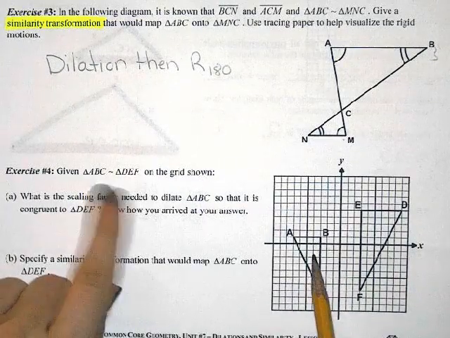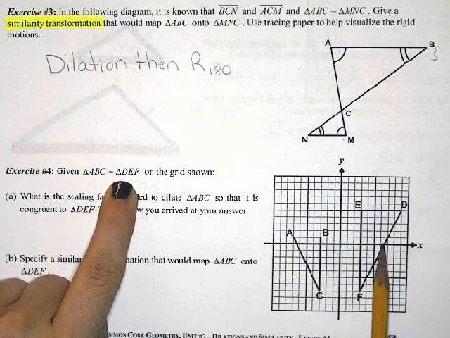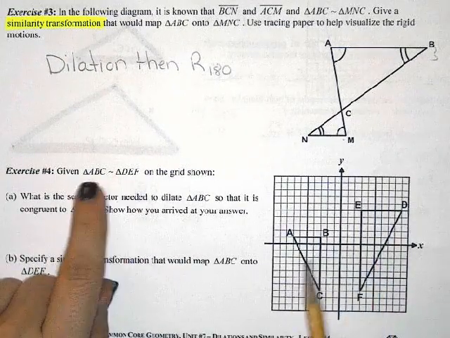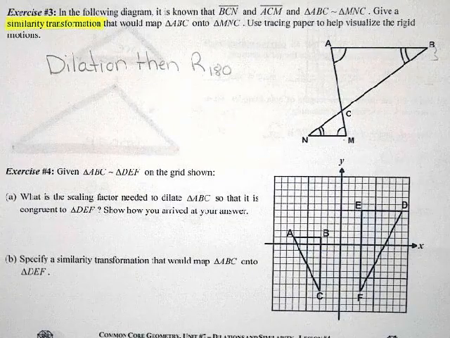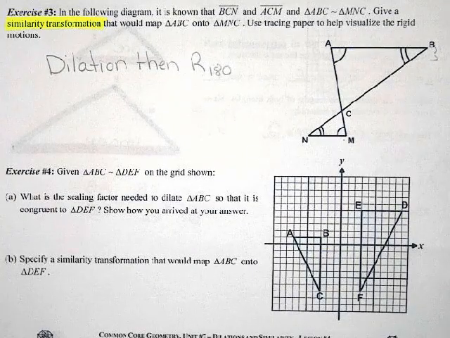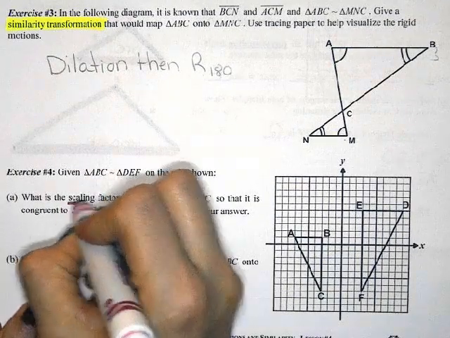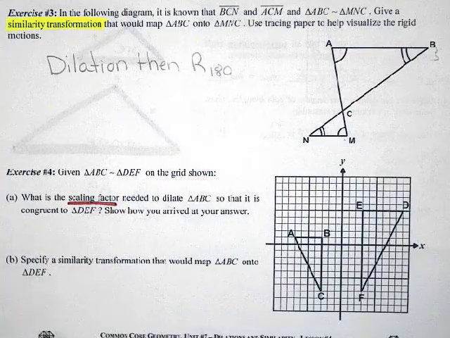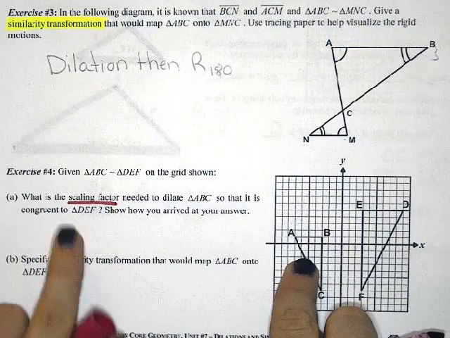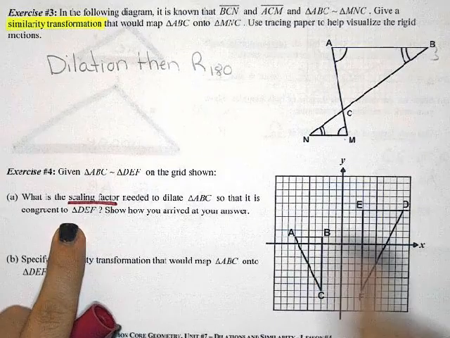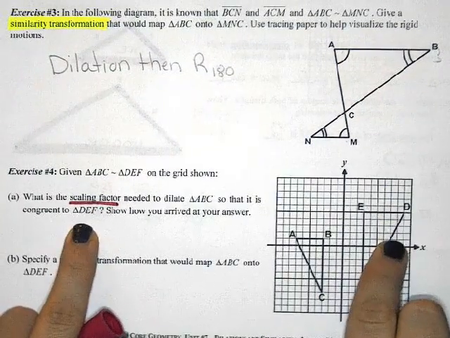Triangle ABC is similar to triangle DEF. Now remember, similar means they're the same shape, but they're not the same size. It asks us in the first one, A, for the scaling factor needed to dilate this image so that it's going to be congruent to this image.